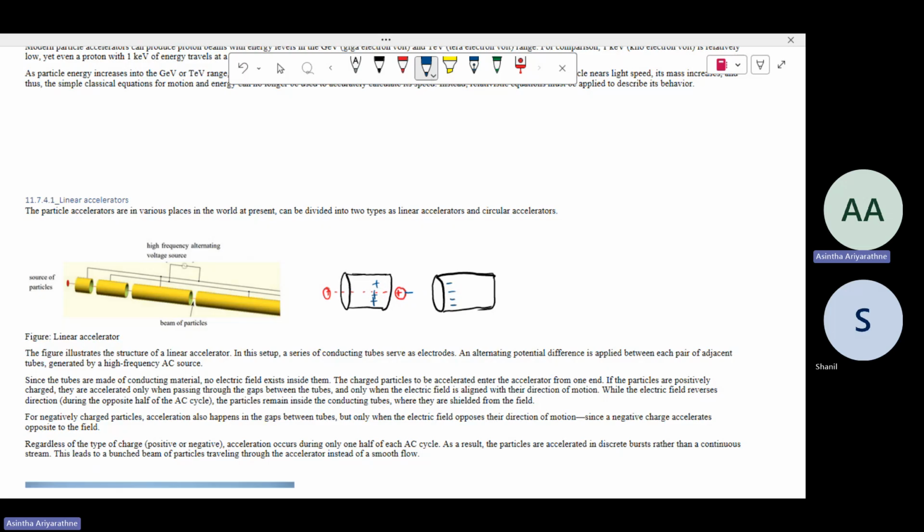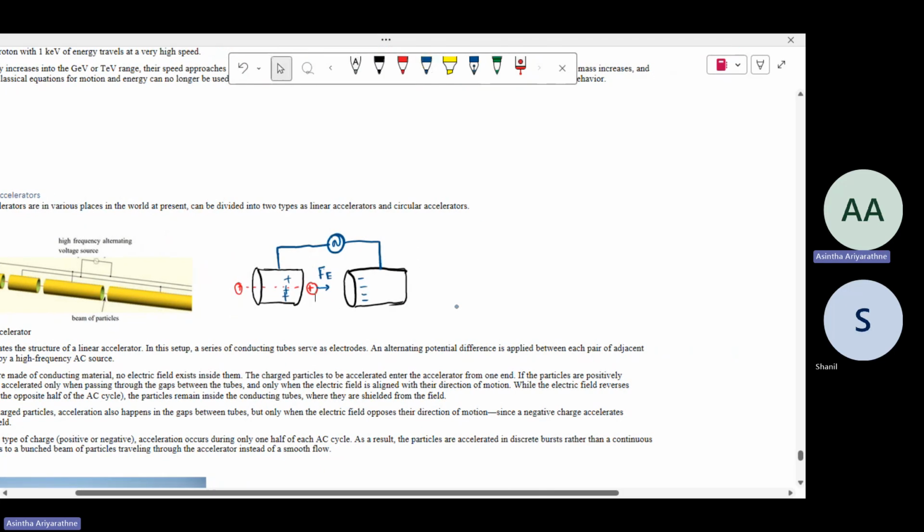So the particle is attracted. An electrostatic field is set up due to this potential difference, which is applied from an external source. This electrostatic force is induced on the positive charge, and then it would be accelerated and would go through the second one.